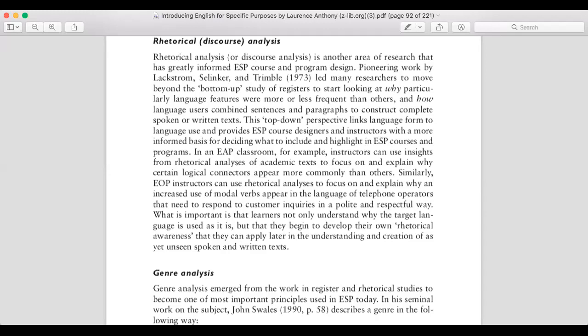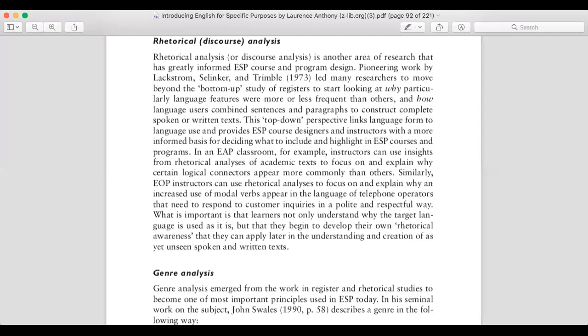Now, in EAP, English for academic purposes, for instance, we looked at the abstract, right? And in EOP, we usually work with conversations. That's why the word discourse is used here. So discourse can be written, discourse can be spoken, but as an example that is given to you, people who are working at helplines and call centers, their language can be analyzed as a part of rhetorical or discourse analysis.